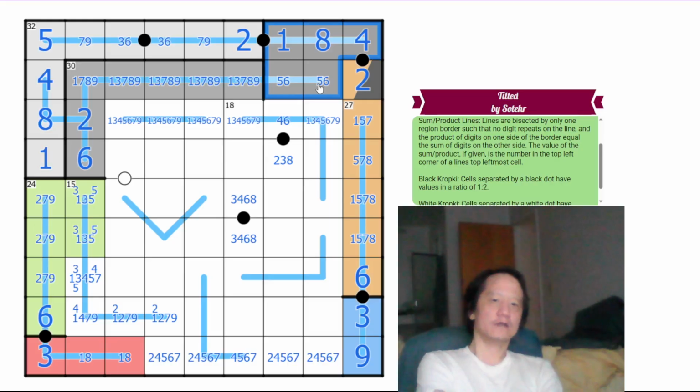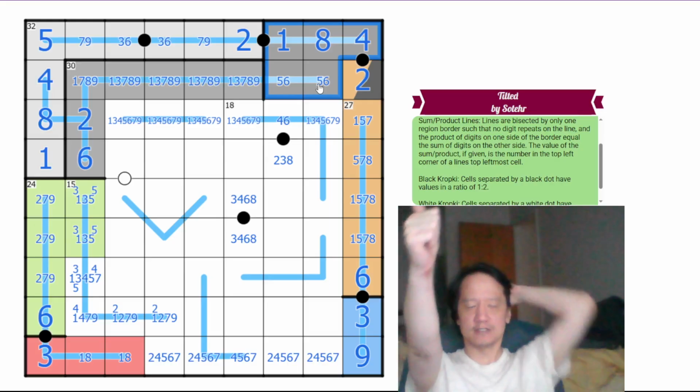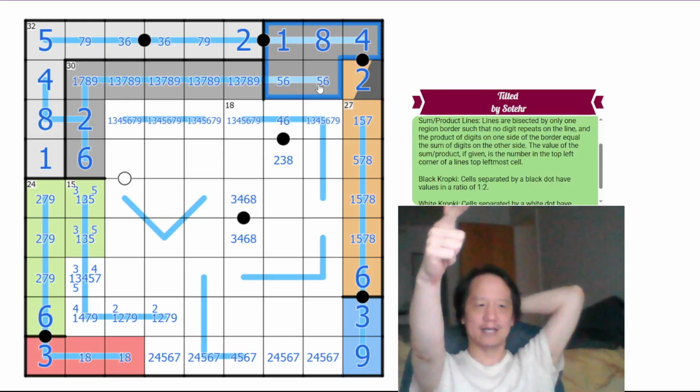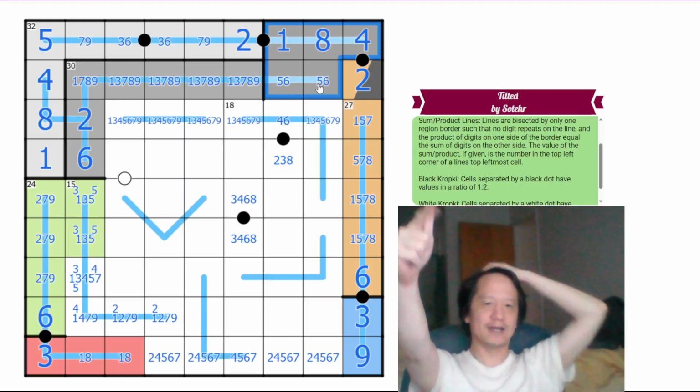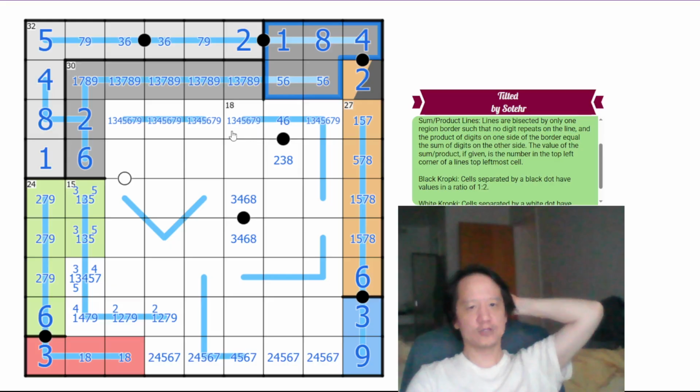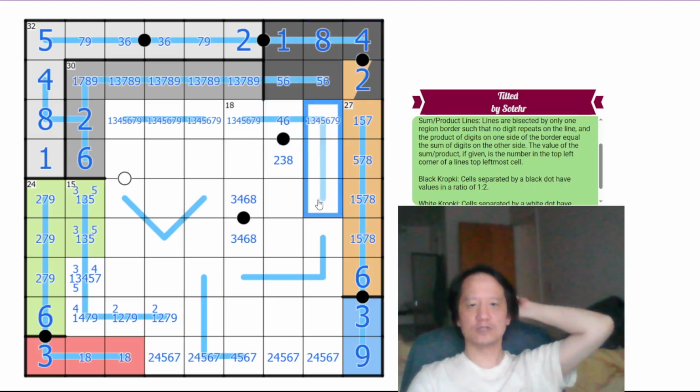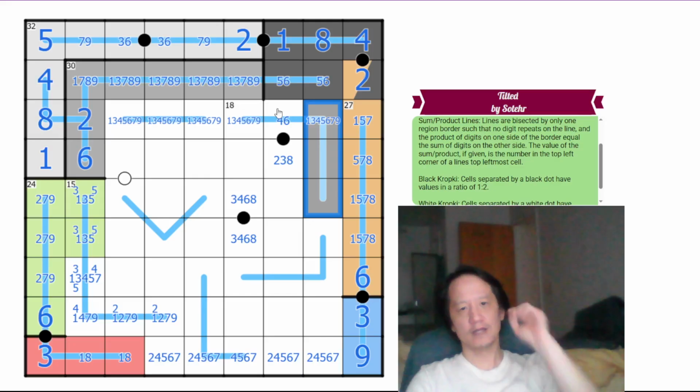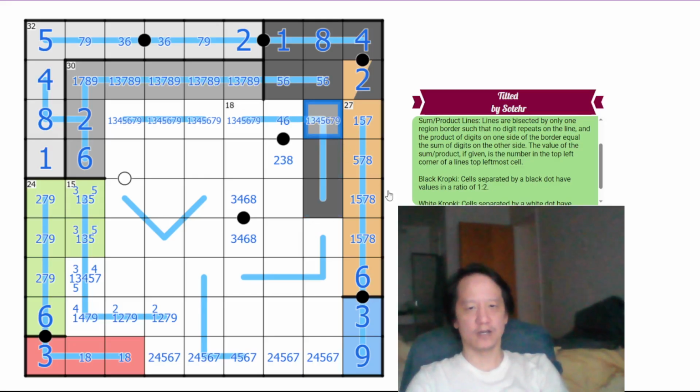Right? 3, 7, and 9 adds up to 19, so that doesn't work. 2, 3, and 9 add up to 14. That doesn't work. It has to be 2, 7, and 9. And 2 can never be here, so this must go down this way. And this must add up. It's 2, 7, and 9.